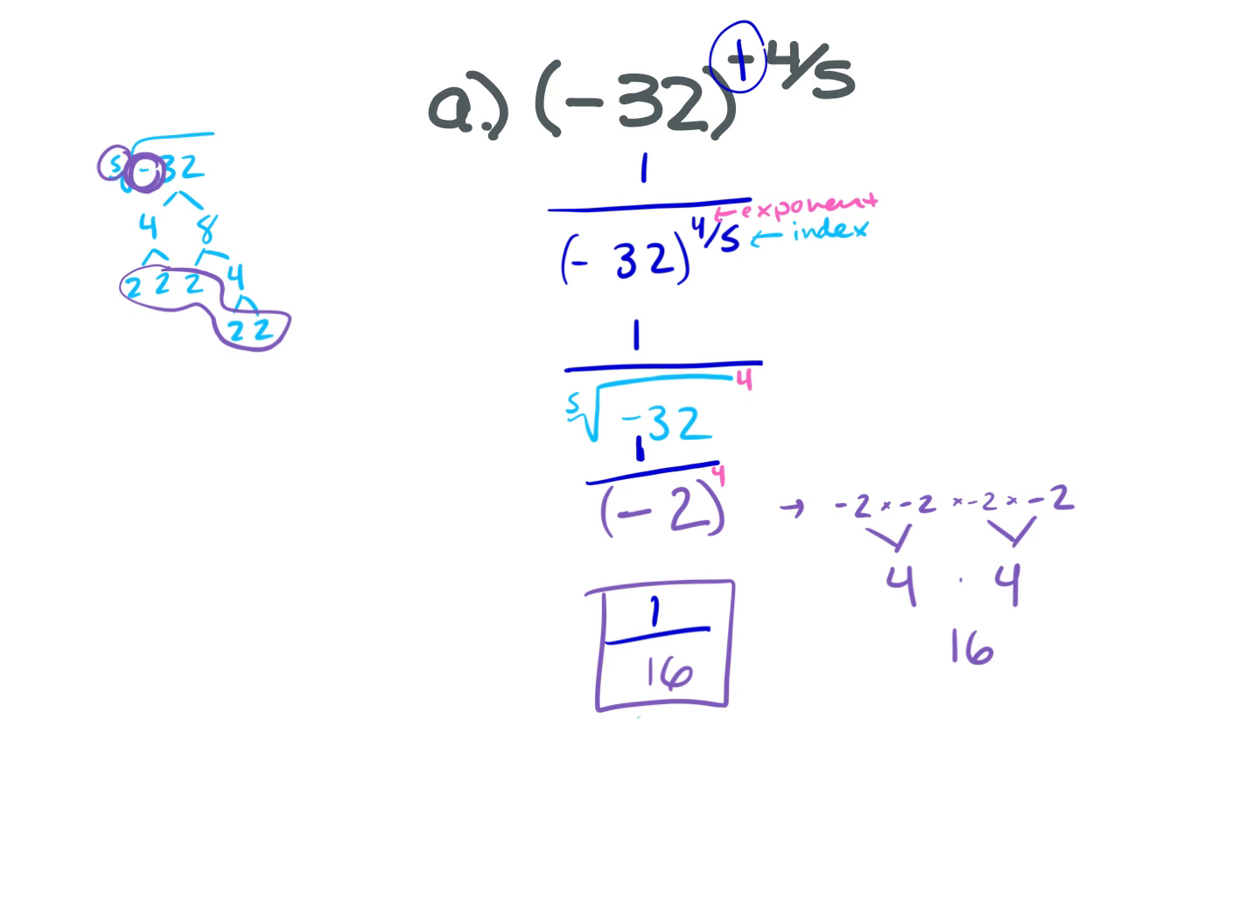So just do step by step. First, start with the negative exponent. Turn it into a fraction. Turn your exponent into a radical because it's a fraction. And then simplify it from there. Simplify the radical, do the exponent last.